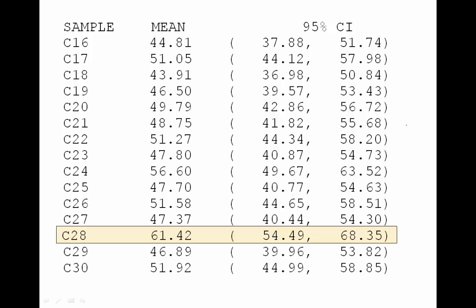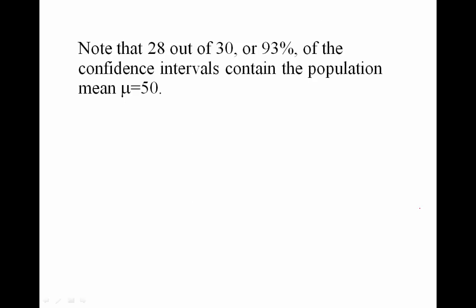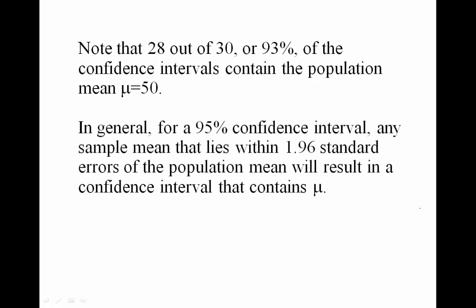And then the other 15 are here, and again there's only one sample where the confidence interval doesn't contain what we know is the true population mean, in this case, of 50. So that's pretty much what we expected. Note that 28 out of 30, or this would be 93%, of the confidence intervals contain the population mean mu equal 50. But if you do 95% of 30, you're going to get 28.5, and that wouldn't be possible.